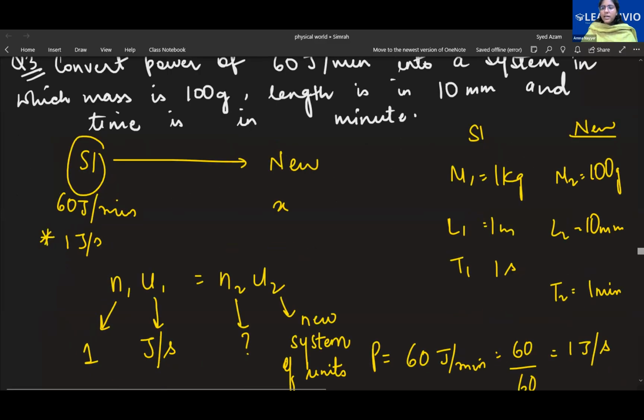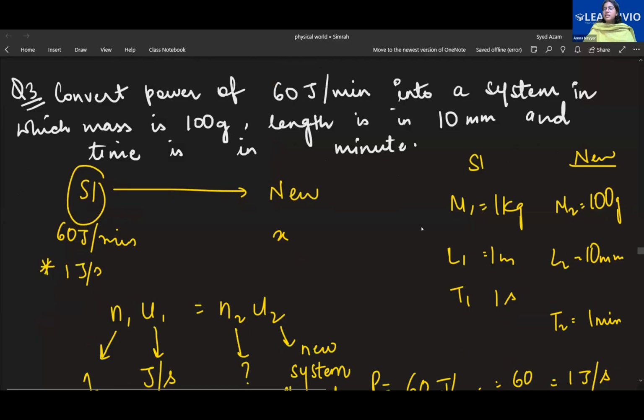These questions come in the exam because these are only present in your dimensional formula.